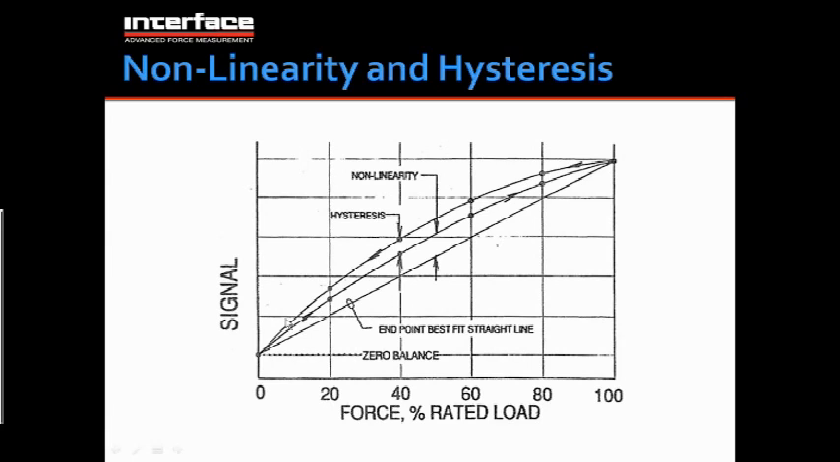And the nonlinearity error would be the difference in percentage of rated output, in this case at 60% of the output signal, compared to what would be the ideal value at that same loading condition. The hysteresis is determined by the difference between the output at 40% for the ascending and descending readings.